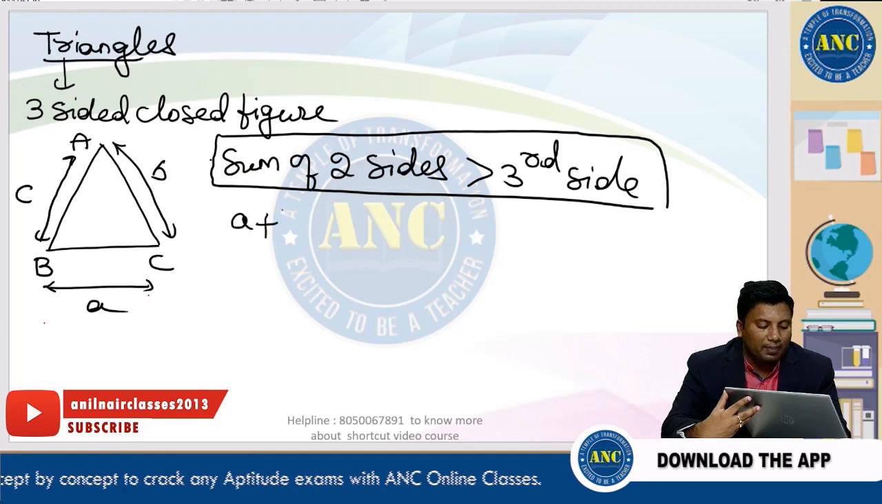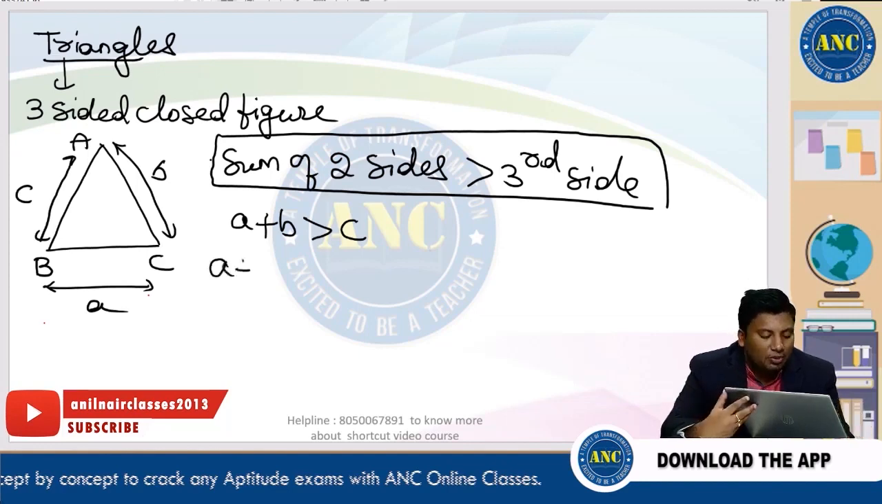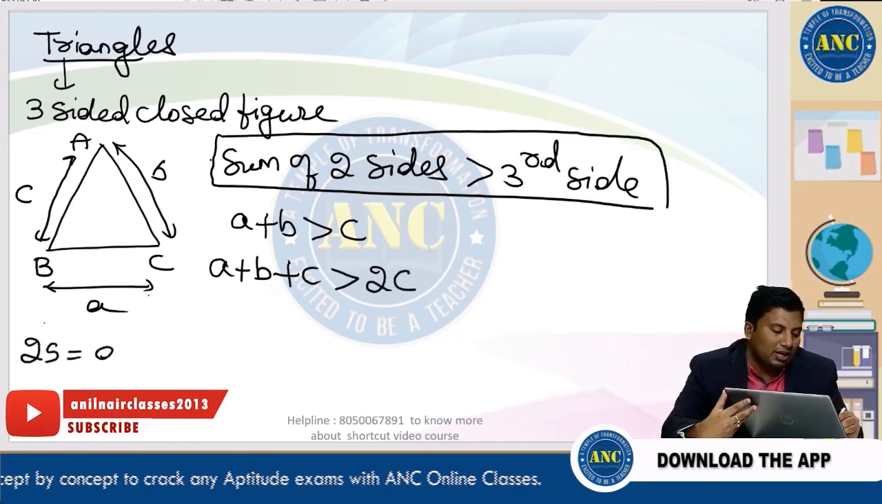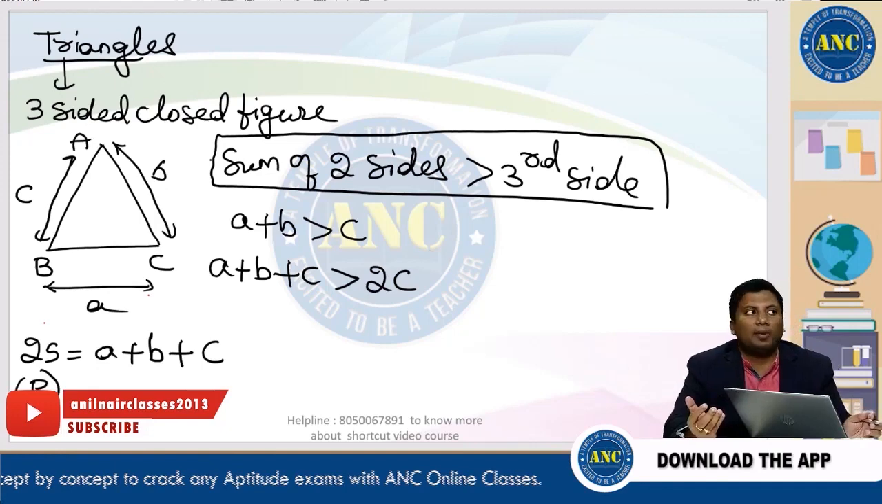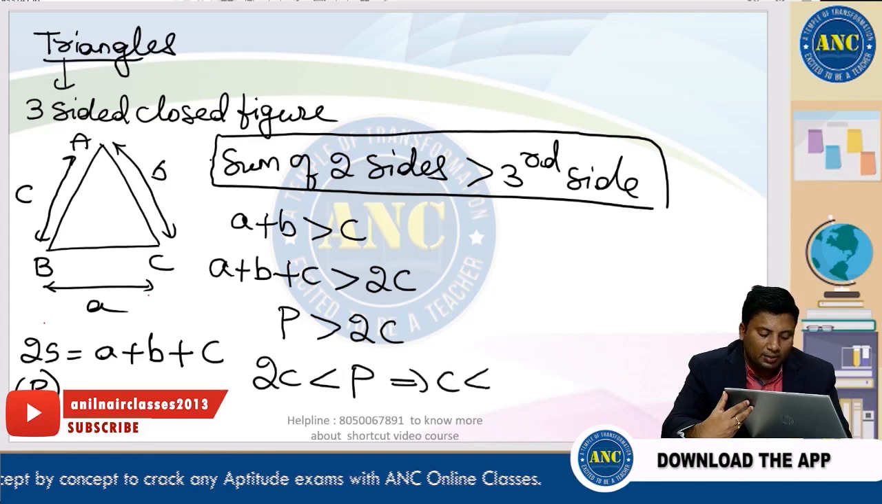Suppose I take a plus b is greater than c. Let the 2 sides be a and b and the third side be c. If I add c on both the sides, a plus b plus c is greater than c plus c, that is 2c. A plus b plus c is nothing but the perimeter. Perimeter is given by 2s, which we will call p. P is nothing but a plus b plus c. So perimeter is always greater than 2c. So 2c is less than p. That means c is less than p by 2.